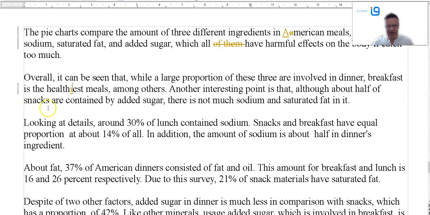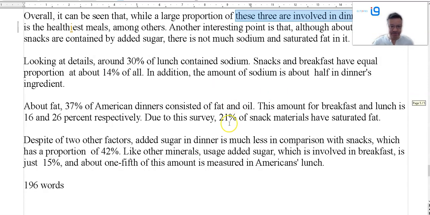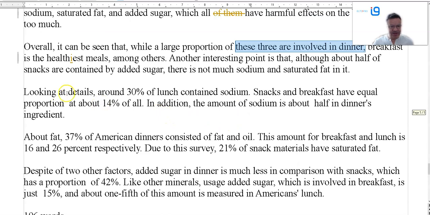Half of snacks. So you've got large proportion of these three. So does that mean that dinner is the unhealthiest? Well, yeah, so I would actually say so. Breakfast is best, dinner is worst, and snacks contain the most amount of sugar. That's it. That's what you need, really. Those three key ideas.